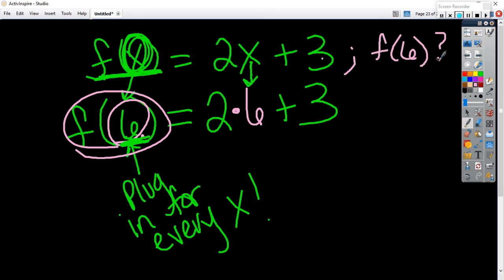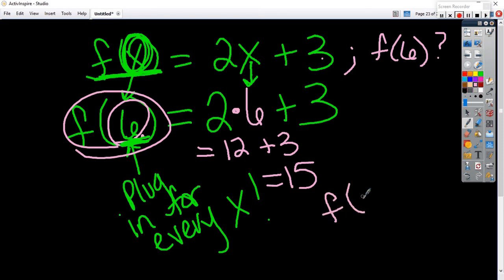Does that make sense? Okay, so now I would need to follow the order of operations to simplify it. So what comes first? Multiplication. So I got 12, which means if f of x is 2x plus 3, then f of 6 equals 15. That's not too bad, right?